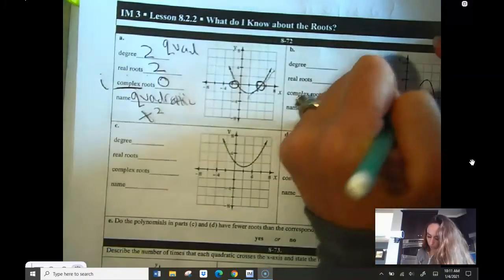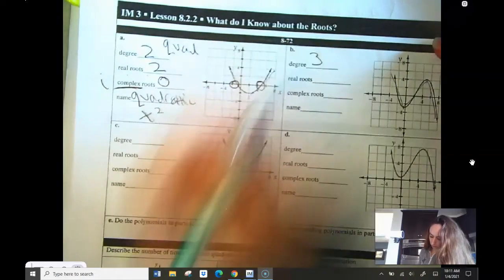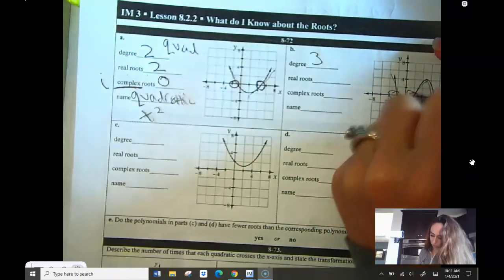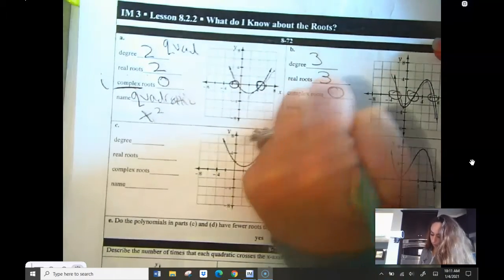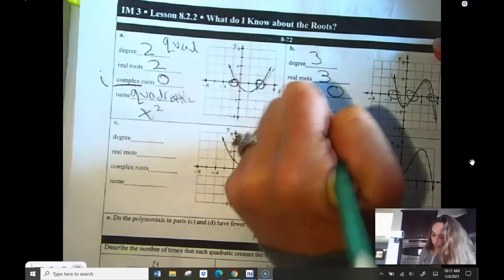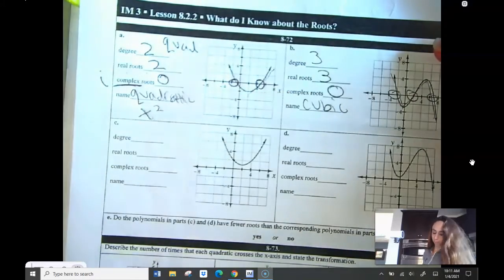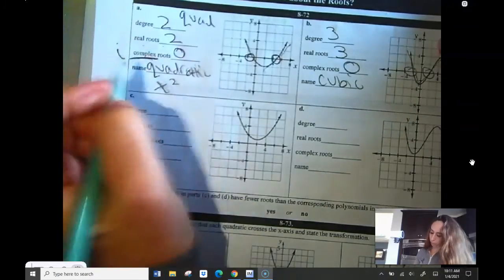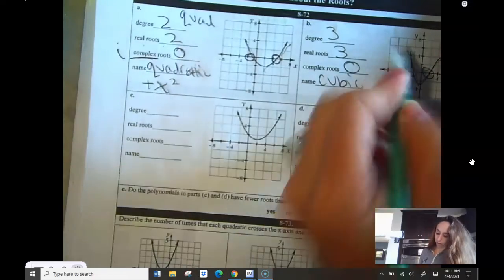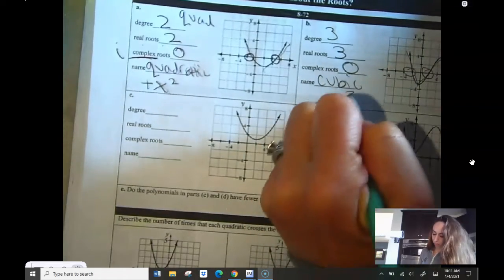The degree, 1, 2, 3. Real roots, 1, 2, 3. Complex roots, there aren't any. If there's 3 of them, it's a cubic. Okay. I also want to point out this is a positive x squared, and this is a negative x cubed. Know those things, okay?